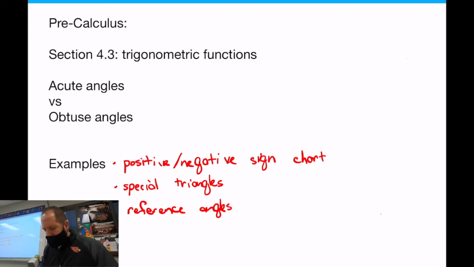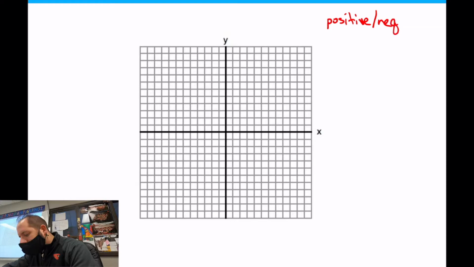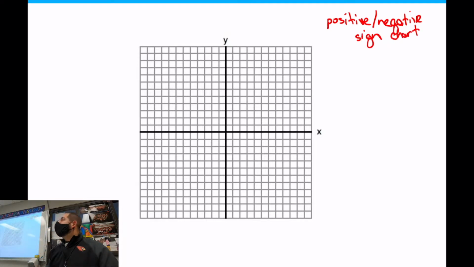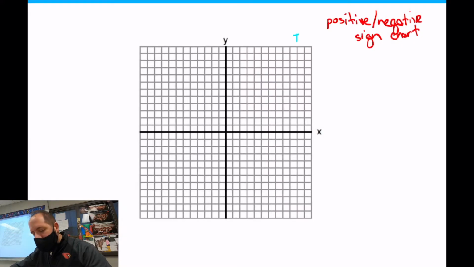All right, so let's get to some major math today. So first thing, positive, negative sine chart. Let's talk about that. Okay, all right. So, on your positive, negative sine chart, here's what you need to know. The quadrants. I'm going to put the numbers up here. Quadrant 1, quadrant 2, 3, and 4, they go counterclockwise because of angles.